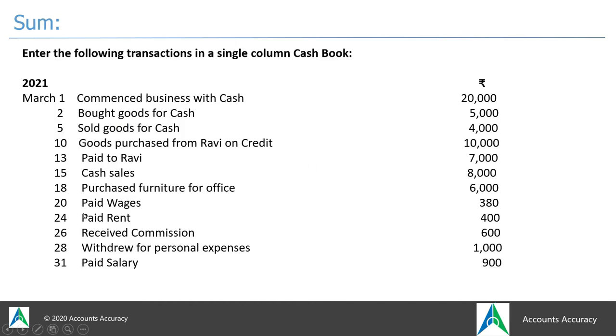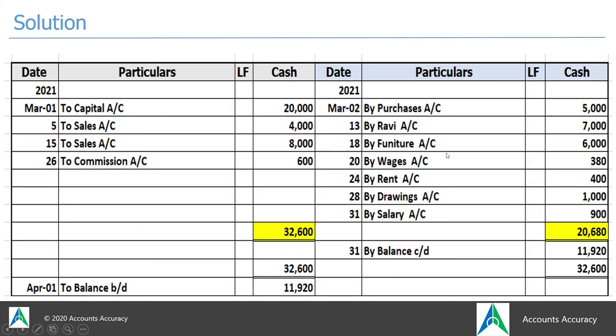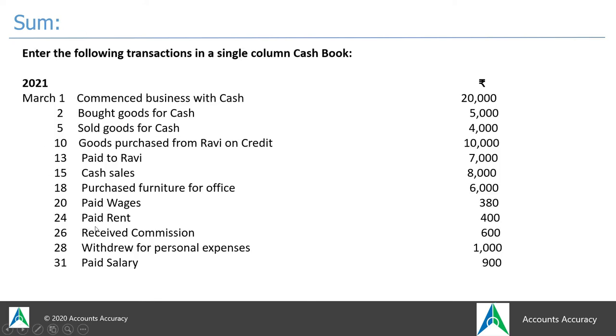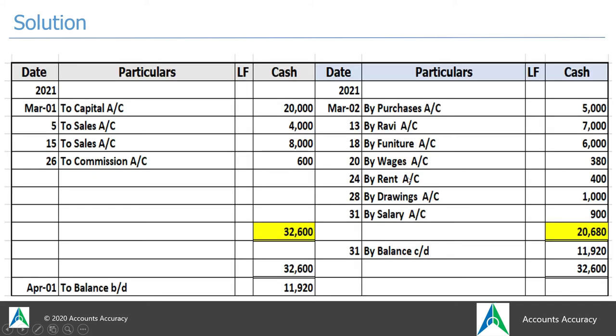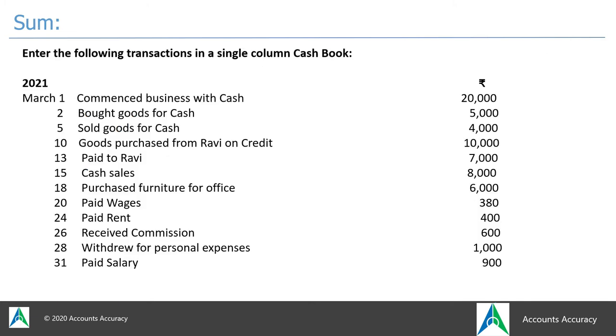Next you can see it's written paid wages. Now paid, wherever you will see paid means cash is going out. For wages, buy wages should be written on 20th March. You can see here it's been written buy wages 20 March 380. Because cash is going out. Again, paid rent, that means cash is going out of the business on 24th of March. So you see here it's written buy rent 400 as cash is going out because of payment of rent on 24th March.